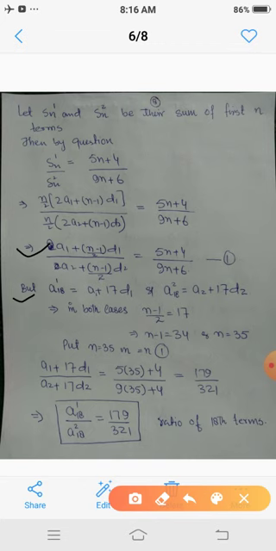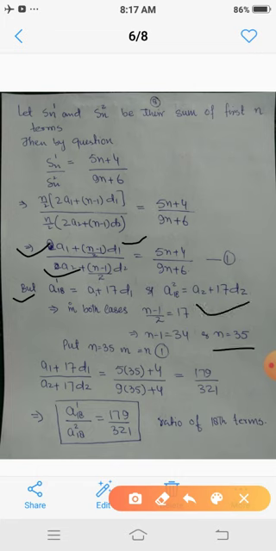So in both cases, this becomes the 18th term if and only if (n - 1)/2 is 17, which implies that n - 1 is 34, which implies that n equals 35.